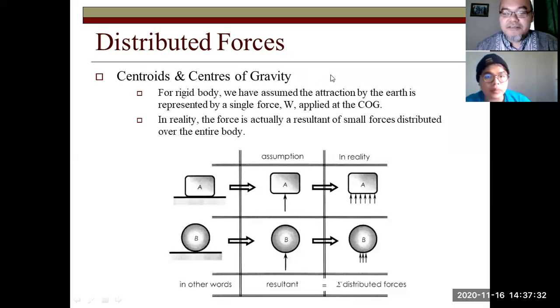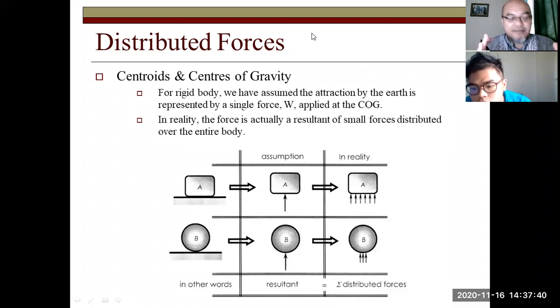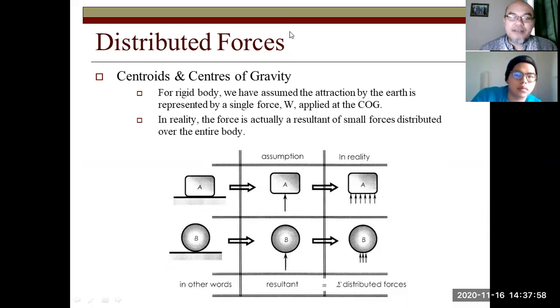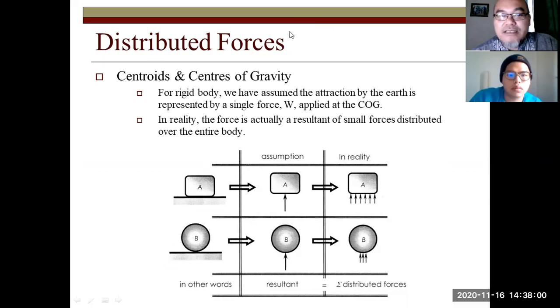Let's continue on this chapter on distributed forces. Until now, when we consider equilibrium in a rigid body, we consider that all the mass is distributed evenly throughout the geometry of the structure. So in that case, the center of gravity will be the same as the center of the geometry, the centroid. The center of gravity will be the same as the centroid.